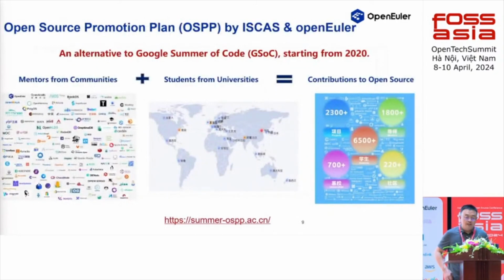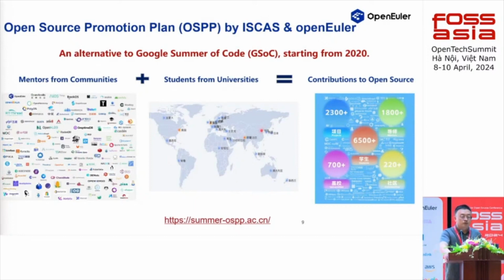Last, but I think the most important part, I want to give a brief introduction about the Open Source Promotion Plan, OSPP. I think this is very important for the students here today. This OSPP was initiated by ISCAS and openEuler in 2020. It's an alternative to Google Summer of Code. I think many students may have heard of Google Summer of Code, GSoC.